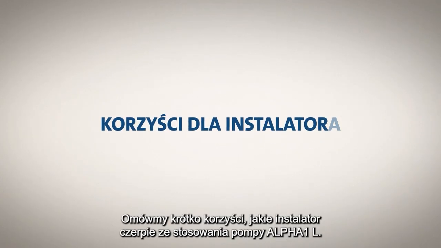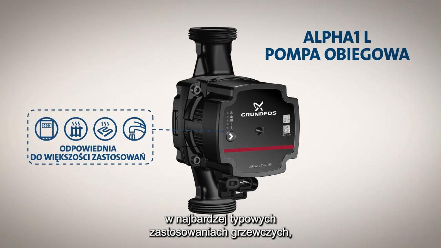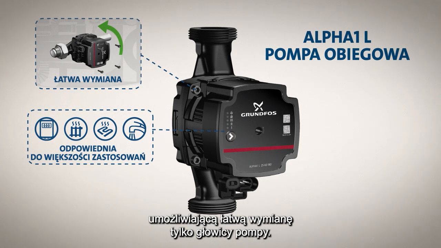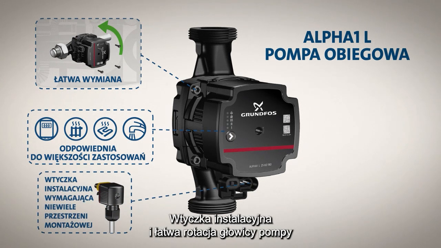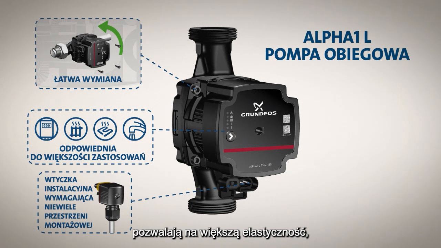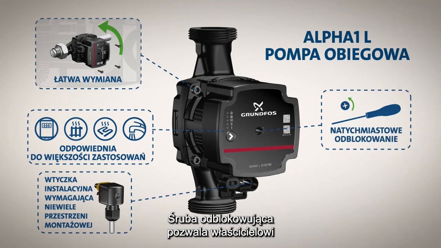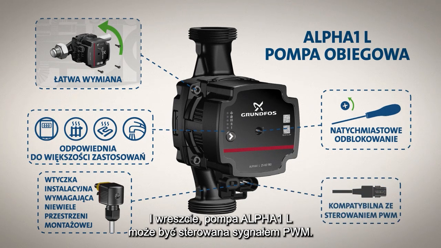So, let's briefly go over the installer's benefits of the Alpha 1L one more time. It can be used in boilers and the most typical heating applications, each of which have a specific control mode. It offers backward compatibility for easy replacement of the pump head. An installer plug and the easy rotation of the pump head allows for more flexibility, reducing potential spatial problems. A deblocking screw allows the homeowner to instantly deblock the rotor. And finally, the Alpha 1L can be controlled by a PWM signal.